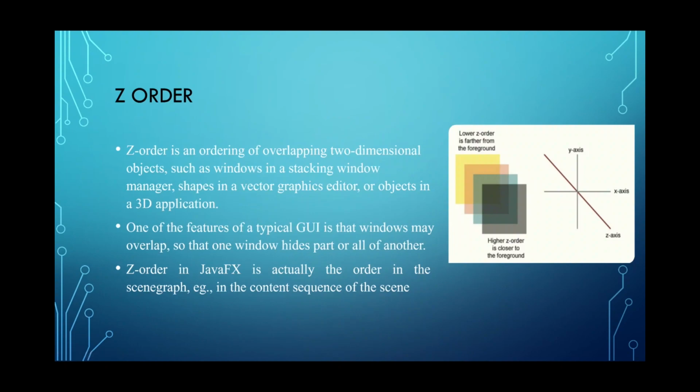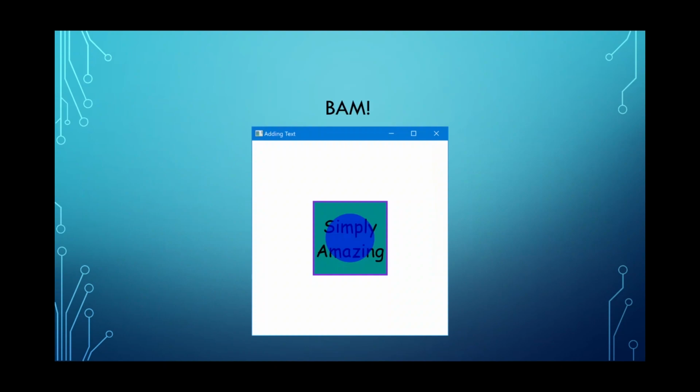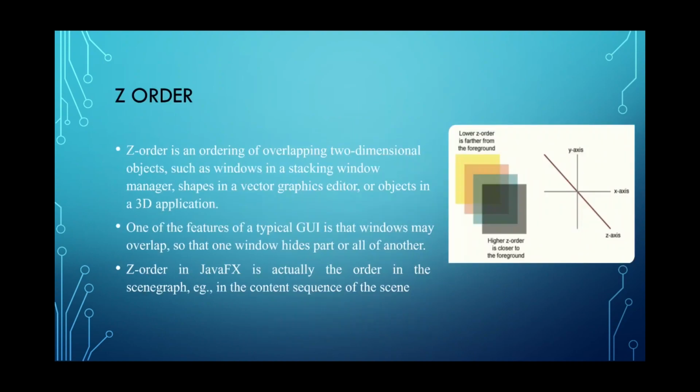So something called Z-order, which is an ordering of overlapping two-dimensional objects such as windows in a stacking window manager, shapes in a vector graphics editor, or objects in a 3D application. One of the features of a typical GUI is that windows may overlap, so that one window hides part of another. Z order in JavaFX is actually the order in a scene graph, for example, the content sequence of the scene. This is what we have seen in here, and then we fixed it when we changed the order in here, right?